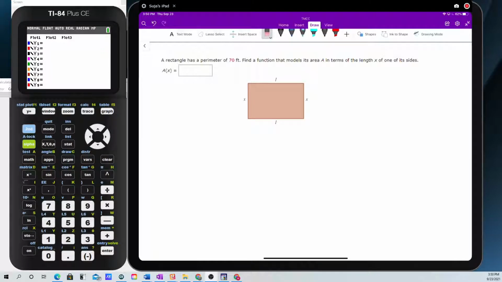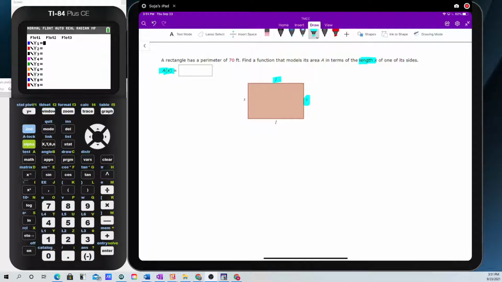In this problem, you are again asked to write a function for the area of a rectangle in terms of one of its sides, which is x. They call it length. I would call it width, but it's okay. If this is the length, then that would be the width. Okay, so let me read the problem.